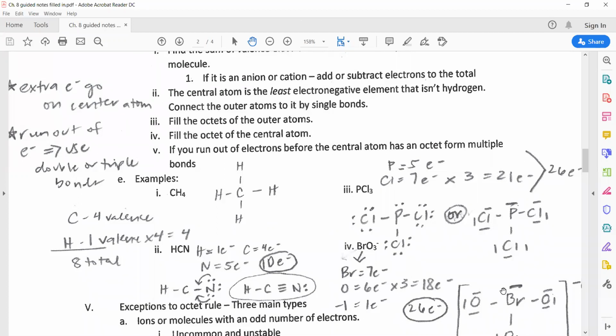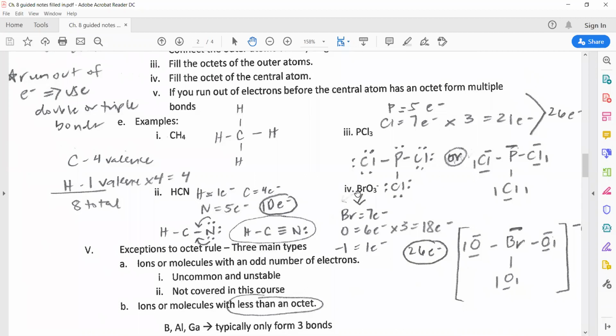Here with BrO3 minus, we run into one more thing. Similar rules, we still go with valence electrons first. So bromine is going to be 7 electrons because he's in group 7. Oxygen, each one has 6 valence electrons, times 3 gives me 18. And then here you see this -1. So this is actually a polyatomic ion, bromate.